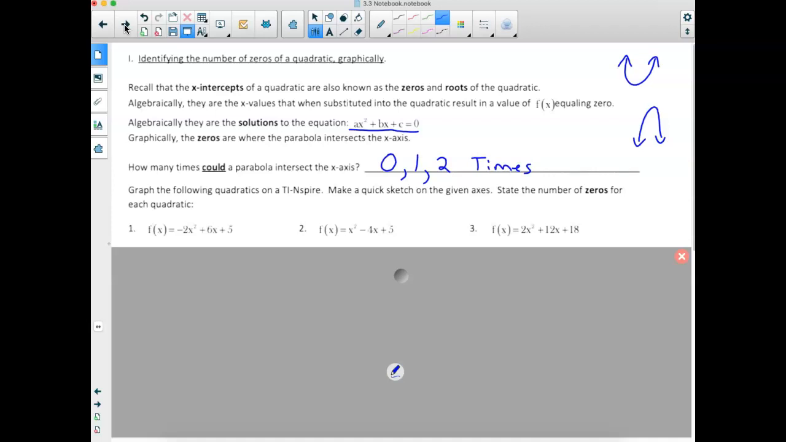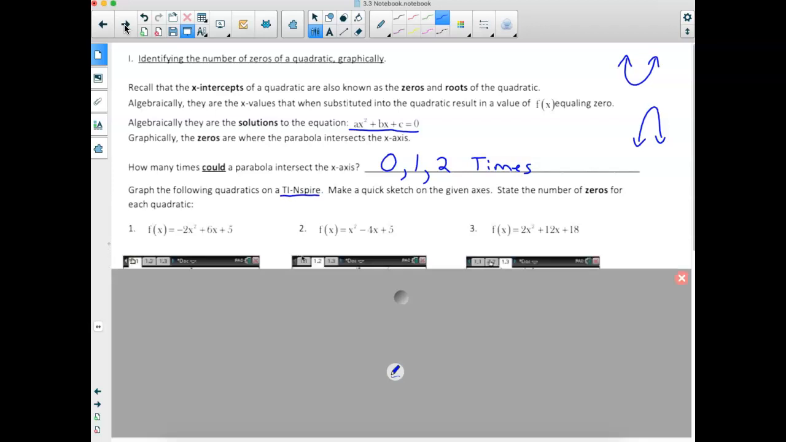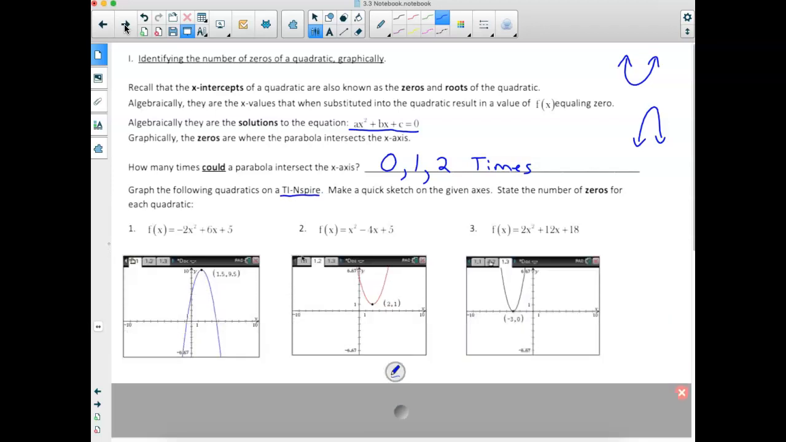Usually in class we would have you graph these next 6 functions in the Inspire. You can do these on Desmos if you want to hit pause and go through. What I've done is graph them on my Inspire and paste the graphs in there.